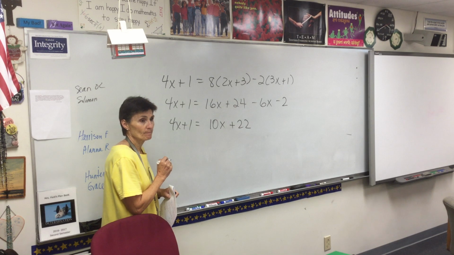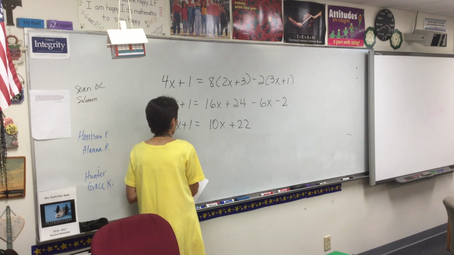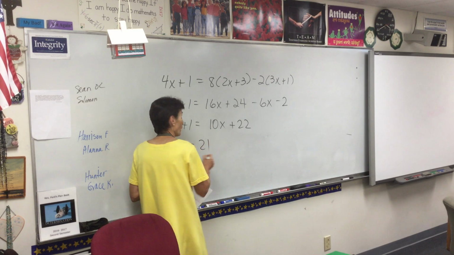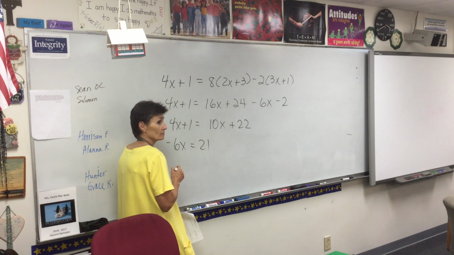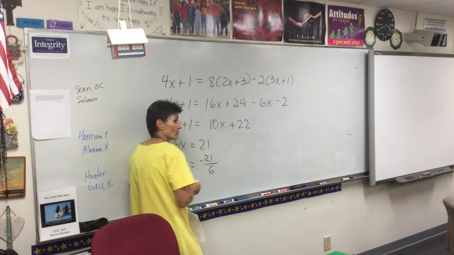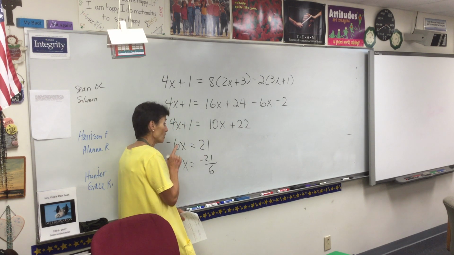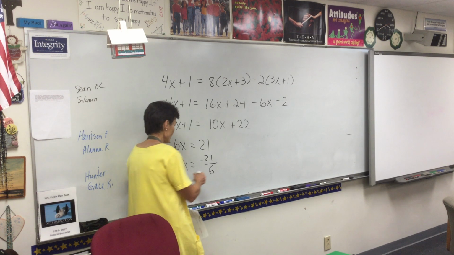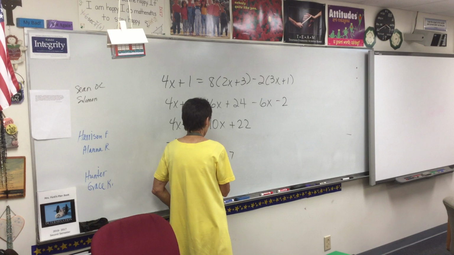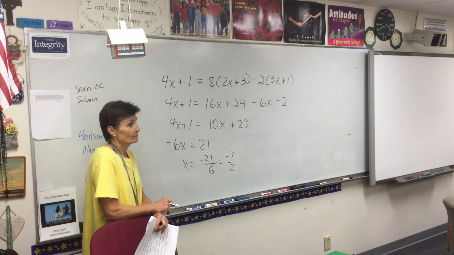So far, so good? So now we've got to get all the x's on one side, so I'll bring them over here. So negative 6x equals 21. Did I subtract 1? So x equals negative 21 over 6. That's what I thought. Wait a second, we're not done. What's wrong with 21 over 6? It reduces. So the answer should be negative 7/2.